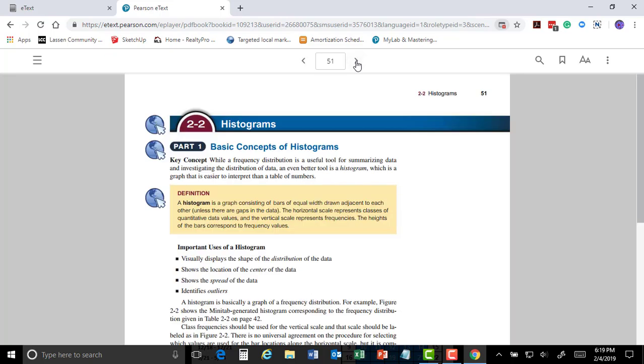Okay, now we have the histogram. It's just the relative frequency, dividing each cell by the sample size, and then you make a scale from 0 to 100% or 0 to 1. That's it. We'll do those two.